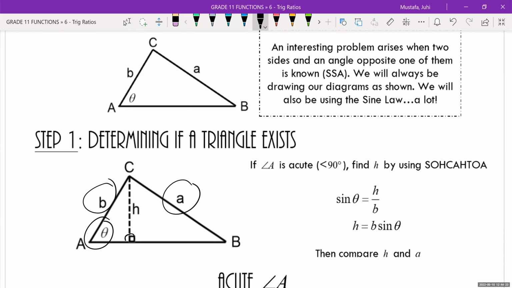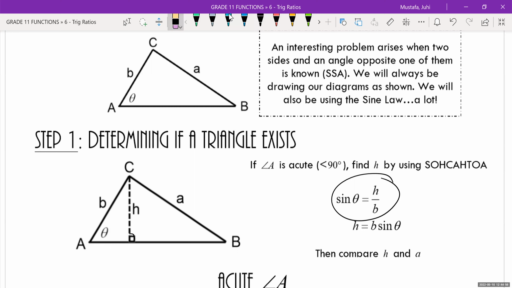To do that, we're just going to use SOHCAHTOA, because remember, you can use SOHCAHTOA for a right angle triangle. So sine of theta is going to be equal to H over B, opposite over hypotenuse. I've written that right over here. Then you're going to rearrange for H. So H is going to be equal to B times sine theta. That's how you're going to figure out the height, and that's always step number one. When in doubt, figure out what the H is using that little formula. H is equal to B times sine theta.